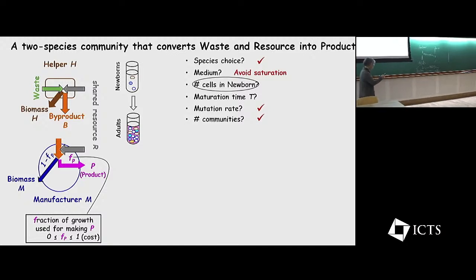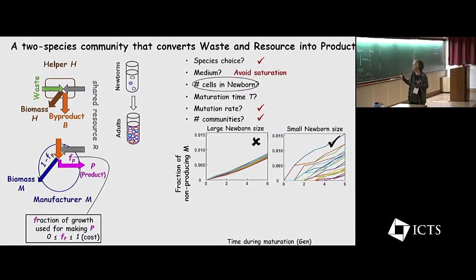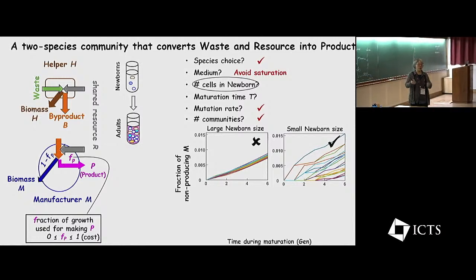Today I actually found the figure. So if we are only concerned about M cells and the cost, the cost can mutate. If we start with a large newborn size, the fraction of cheaters would deterministically go up, because each community would already have pre-existing cheaters in there, so they all take over. If you have a small newborn size, at least you have variations to select from. And so we conclude it should be small, but not too small.